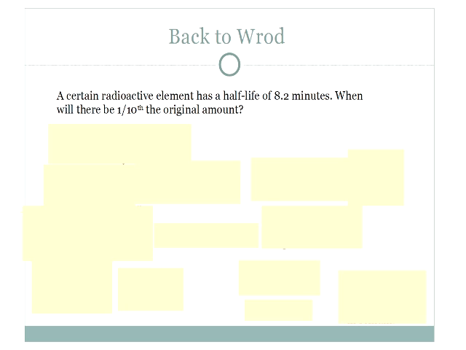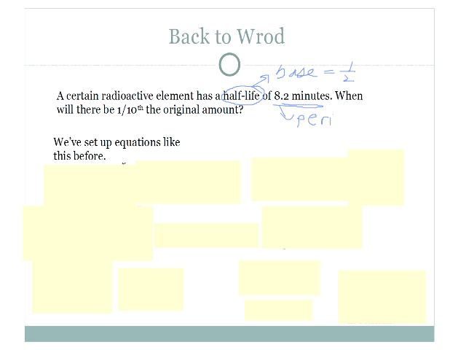So here's another type of question that we've done before. A certain radioactive element has a half-life of 8.2 minutes. When will there be 1/10 of the original amount? So again, when we see half-life, we're talking about the base of a half. And the period is this 8.2 minutes. And so what we have here is y equals a naught times 1/2 to the x over 8.2.